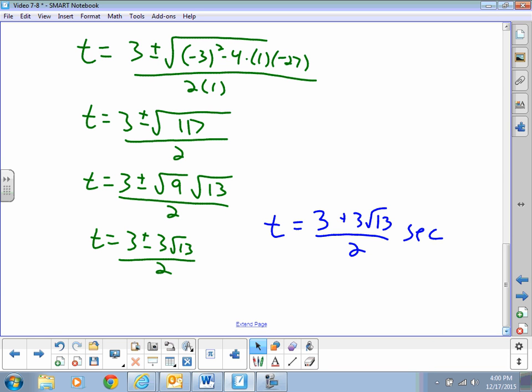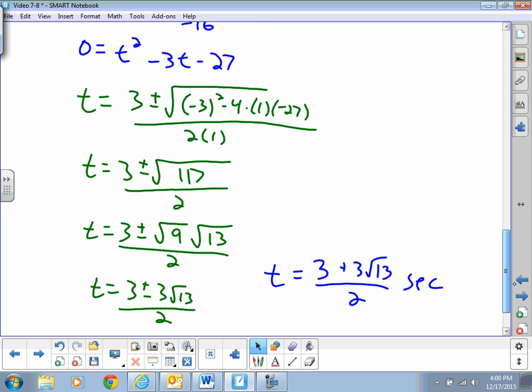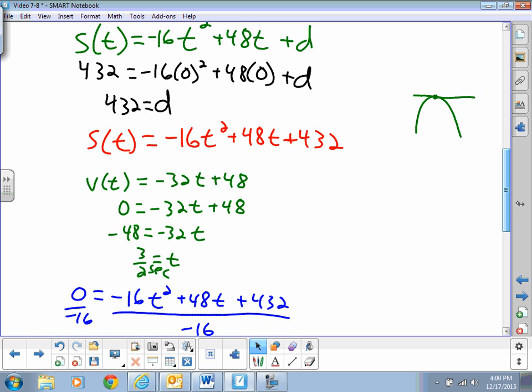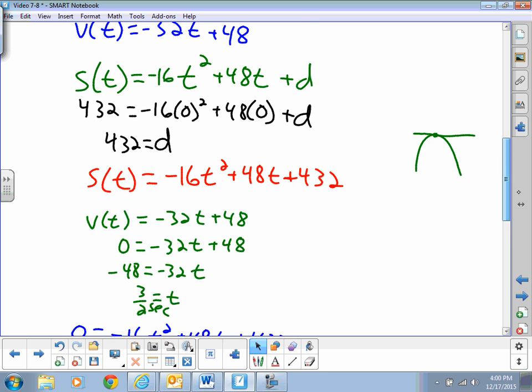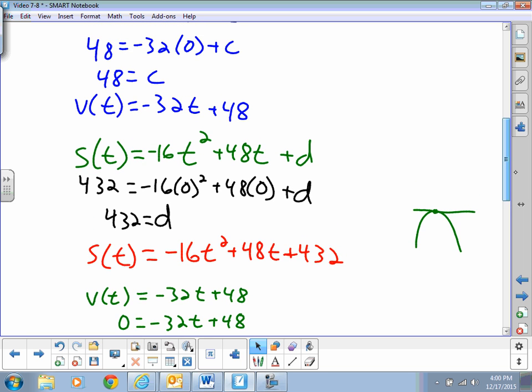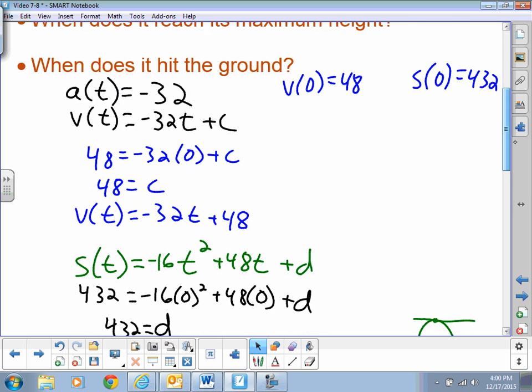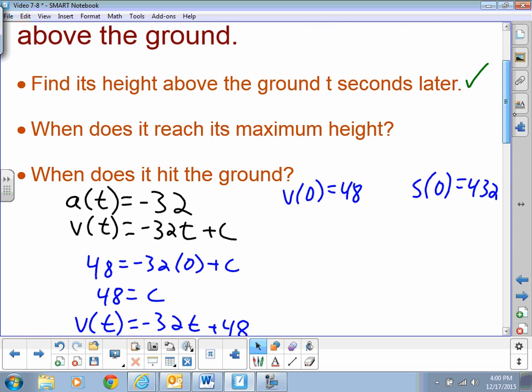So the three things we found in reverse order, we just found the time that the object will hit the ground. We found in the green there when it will reach its maximum height. And then in the red, we found our position function by taking our antiderivative from a constant acceleration.